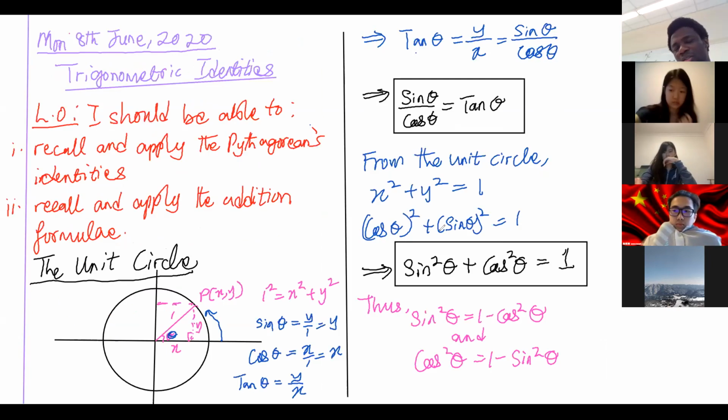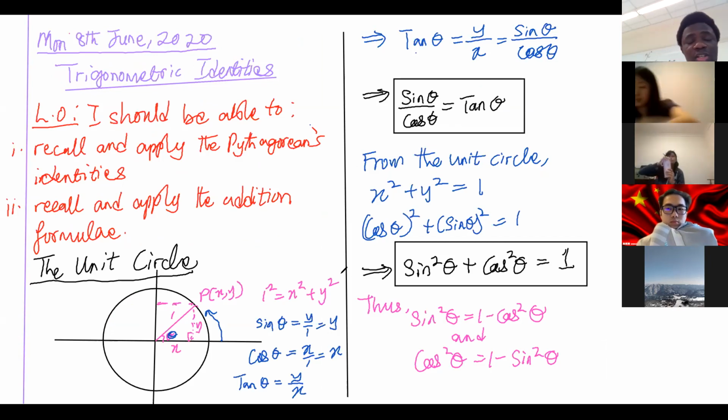They are Pythagorean identities because they are derived just like Pythagoras theorem. Do you get my point? Now, how is this used? Let's see. I'll take you all to the book. Can everybody see my screen? I'm sharing the book now.